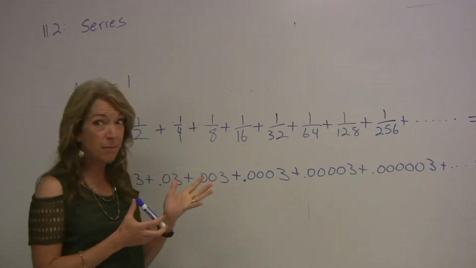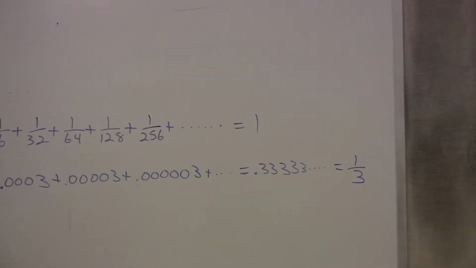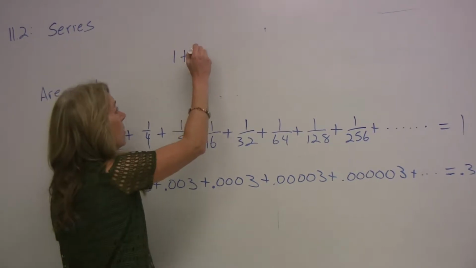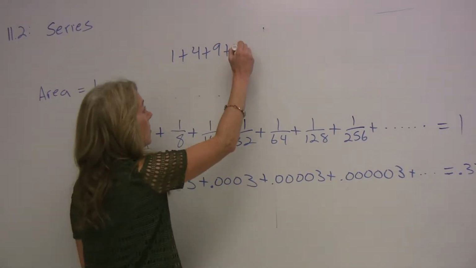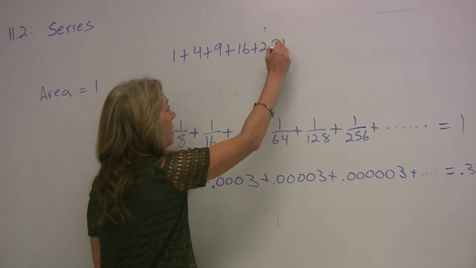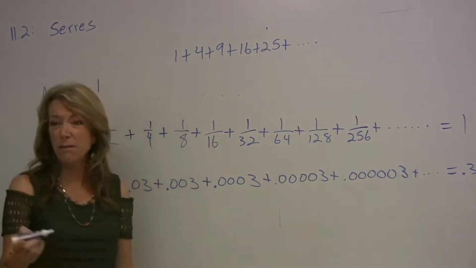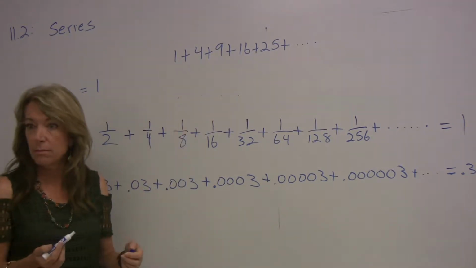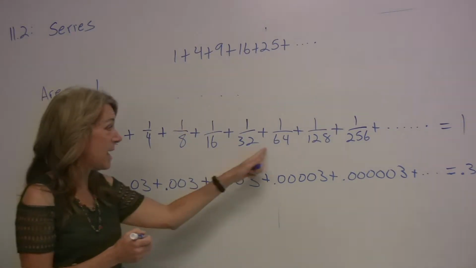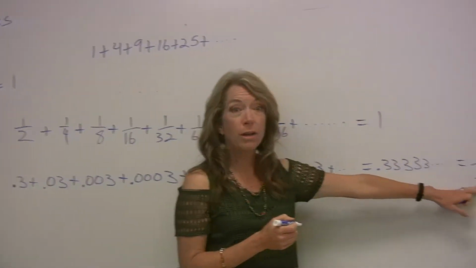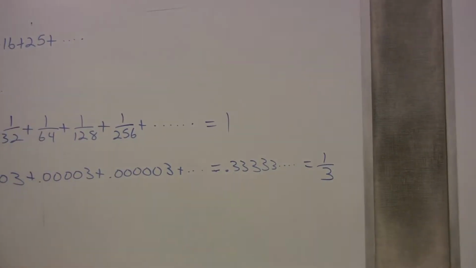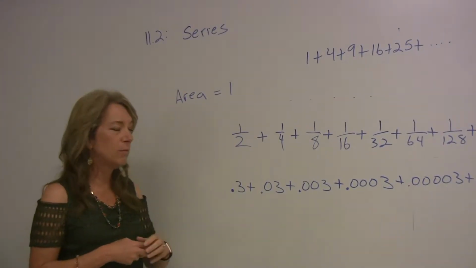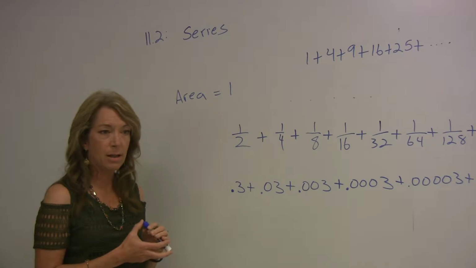Not all series have a sum. If I add all the perfect squares, what's going to happen? Infinity, right? It just keeps getting infinitely large. So this series doesn't have a sum. Some series do. Like this adds up to 1. This adds up to 1/3. This one doesn't. So we'll do some more terminology and more investigating series after our break.